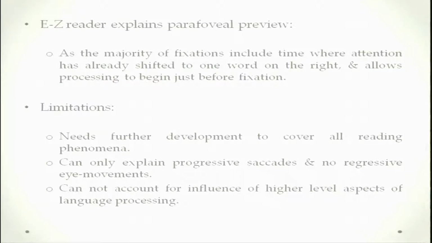Also, this is one of the models that can explain both progressive saccades and regressive eye movements, because you're already processing everything in the left to right direction, so you don't really need to come back. However, it cannot really explain the influence of higher level aspects. There are many other effects that happen with language processing which this model cannot account for. Again, it's a rather simple word reading model.